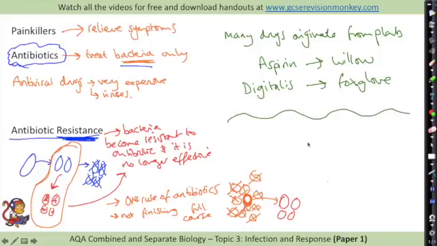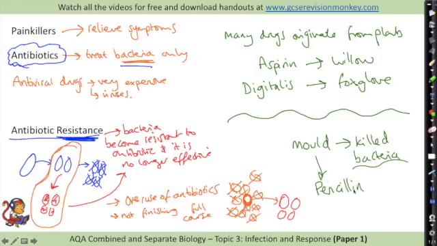Other microorganisms have been developed into drugs as well. For example, Alexander Fleming found that mould had a property in it that killed bacteria. And from that he extracted penicillin, and that went on to develop the penicillin drugs, and that was used then as a drug to kill bacterial infections.